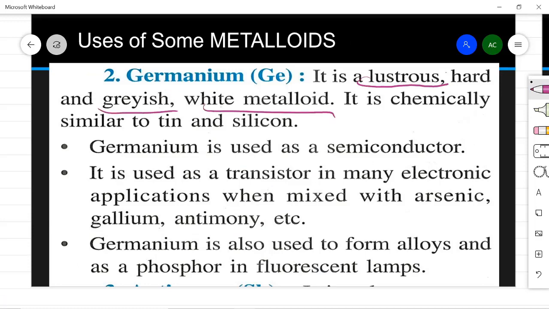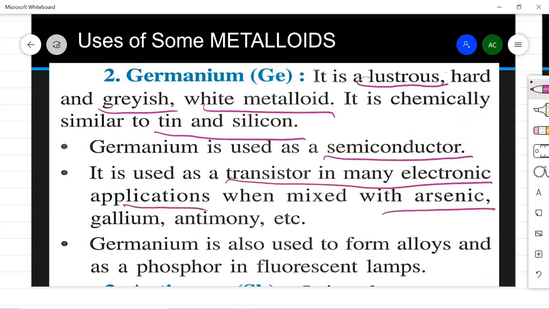Germanium, it is lustrous, hard and grayish white metalloid. It is chemically similar to tin and silicon. Germanium is used as a semiconductor. It is used as a transistor in many electronic applications, and it is used by mixing it with arsenic, gallium and antimony. Germanium is also used to form alloys and as a phosphor in fluorescent lamps. So phosphor is a substance which emits light when some energy is thrown on it. So germanium is used in fluorescent lamps also.